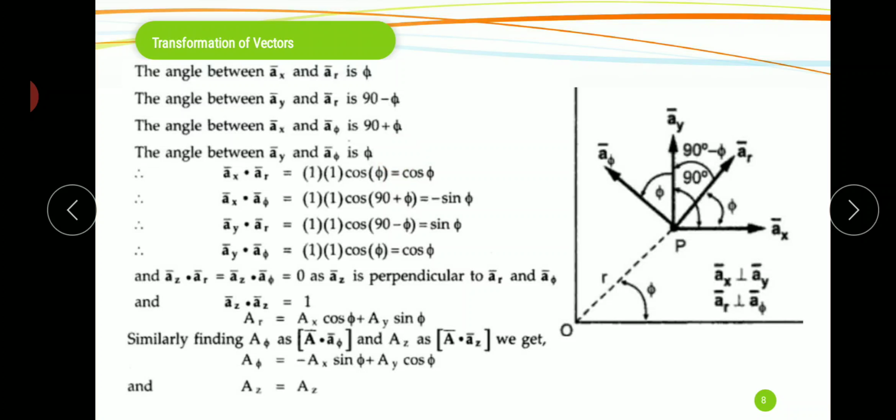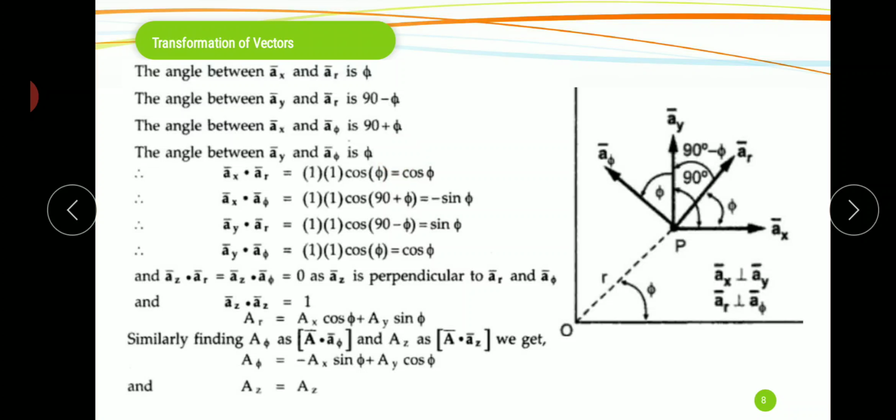AZ bar dot AR bar and AZ dot A phi bar is equal to 0. Why? Because AZ is perpendicular to both AR bar and A phi bar. So whenever the phi value is equal to 90, cos 90 is equal to 0. So the final answer in the cases of AZ bar dot AR bar and AZ bar dot A phi bar is 0.